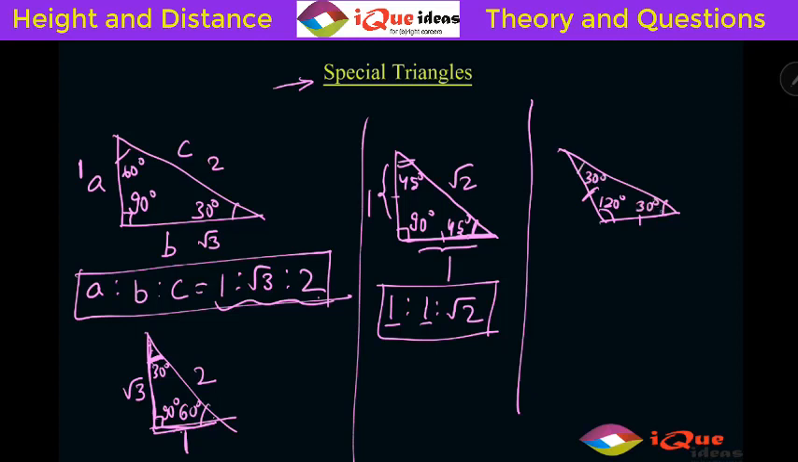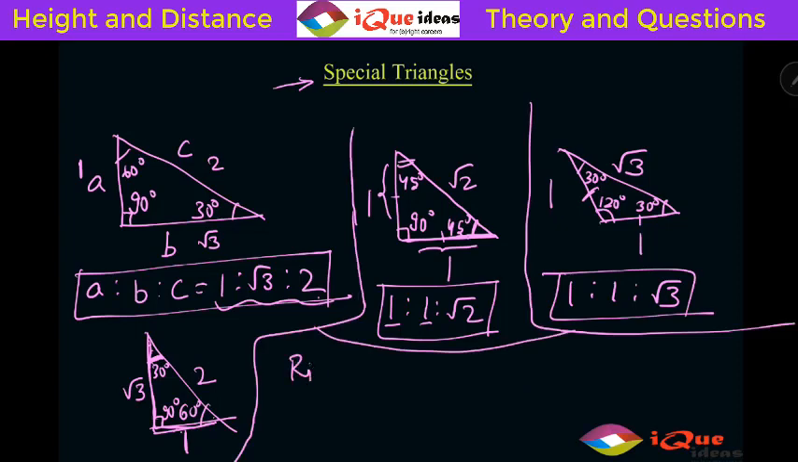Right. From there you can see that the sides opposite 30 can be taken as 1 and 1, and the side opposite 120 can be taken as root 3. So the side ratio will be 1 is to 1 is to root 3. Right. Now other than them, there are some right angle triangle triplets. They will also be useful.